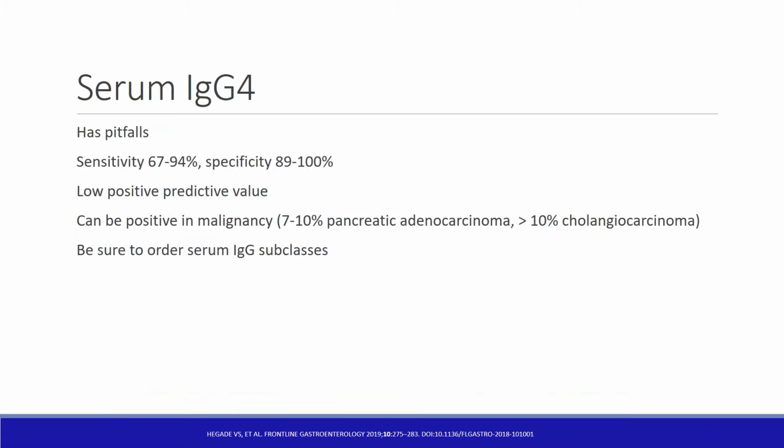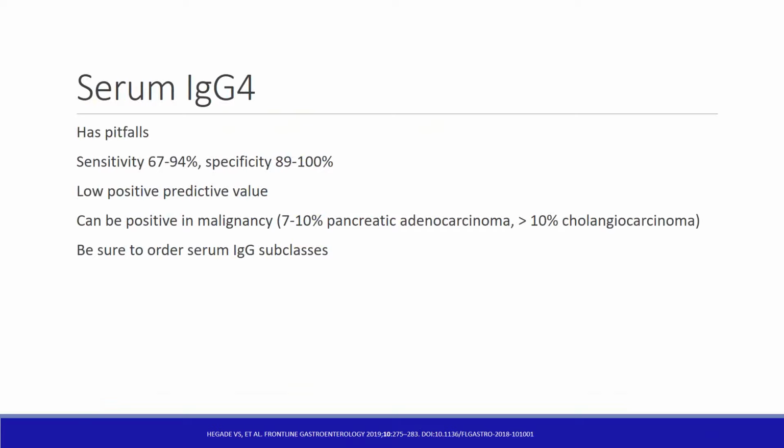I wanted to briefly talk about the serum IgG4. I feel like this is something that we often check, and it's not always as helpful as we want it to be. It certainly has its pitfalls, but it can be very helpful. It has a sensitivity between 67 and 94%, and a specificity of 89 to 100%. Just a reminder, the sensitivity is the true positive in our ability to detect the disease, and the specificity is the true negative. This has a low positive predictive value.